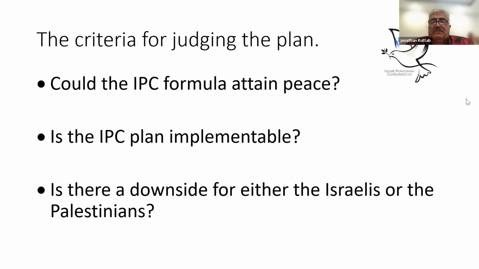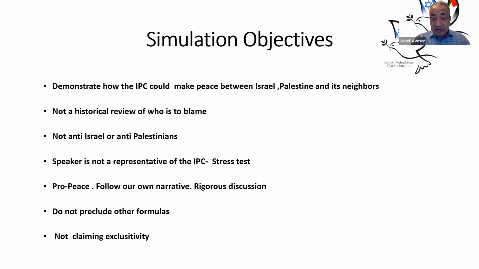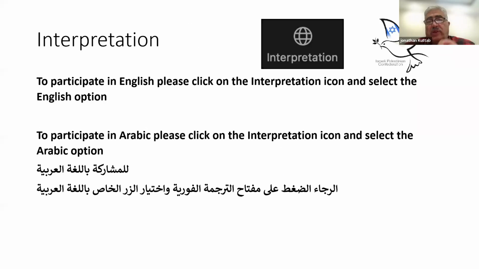It's based on the assumption that there is a Palestinian government in Ramallah. There isn't. Okay, but Mr. KUTTAB, the first question is, could the IPC formula attain peace? So you say... I don't think so, because it's based on the wrong assumptions. It's based on a 2-state, so let's go back to the assumptions, which has shown itself not to work.